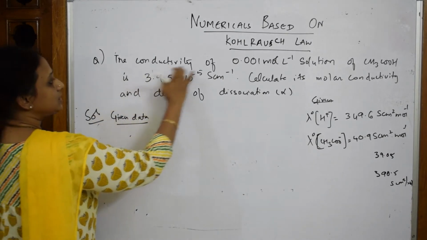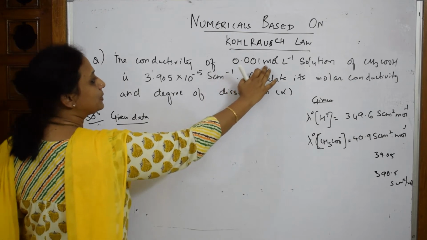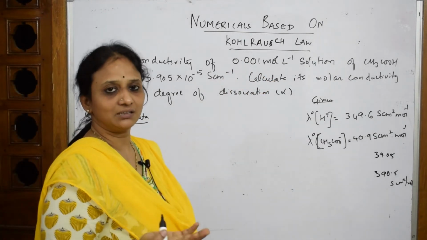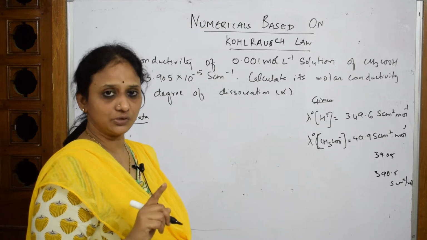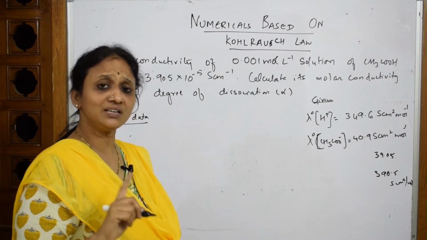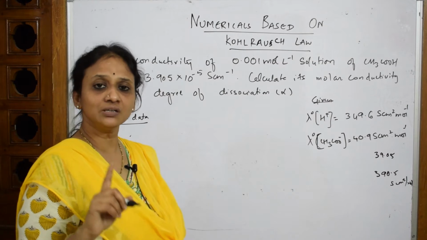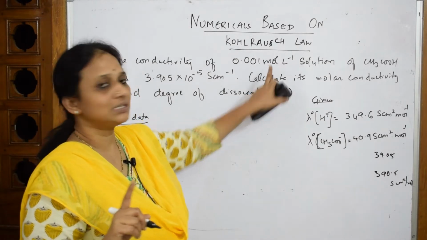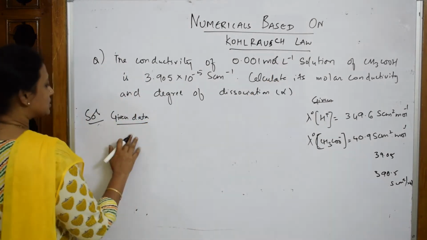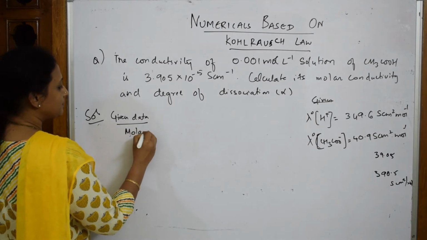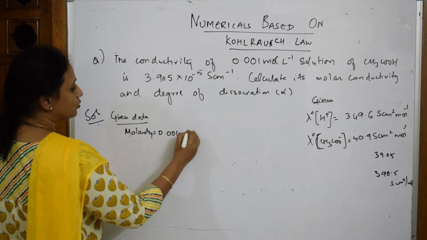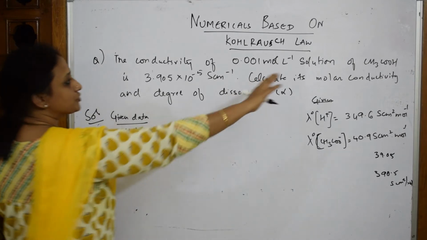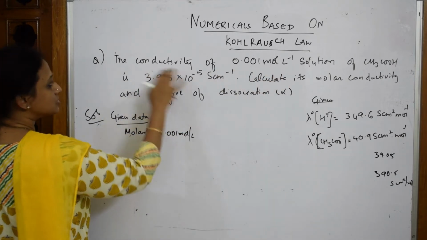The conductivity of 0.01 mole per liter. What is mole per liter? Nothing but molarity, isn't it? Molarity is the number of moles of the solute dissolved per 1 liter of the solution, that is, volume of the solution in liters. So this is mole per liter, that is molarity. So what is the molarity given to me? Molarity given to me is 0.001 mole per liter of solution.